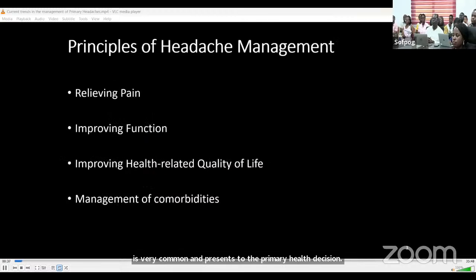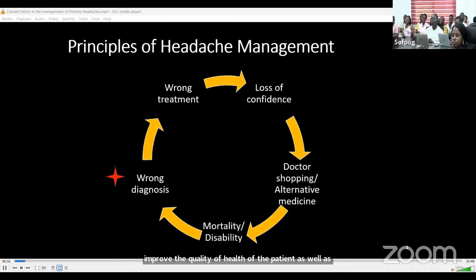but the diagnosis can be difficult. So in terms of principles of headache management, our main goals are to relieve the pain, improve function, improve the quality of health of the patient, as well as manage any comorbidities that the patient may have. Now, it's important that we make a correct diagnosis when the patient comes with symptoms of headache, and that includes ruling out secondary causes of headache. It's very important because if we don't, then we may be setting them up for really bad outcomes.